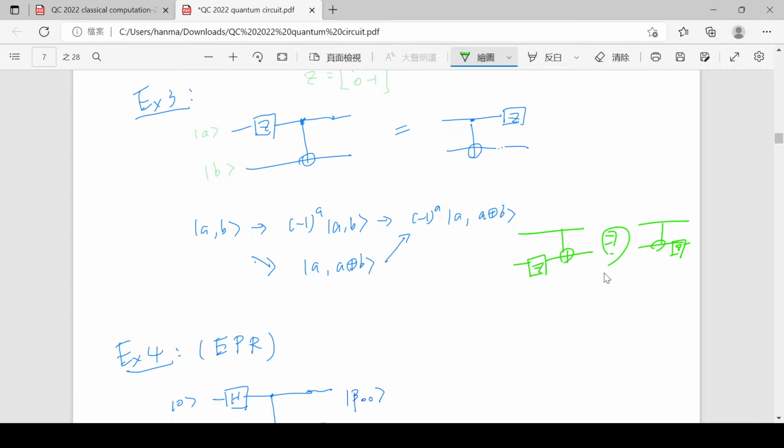Let's have a vote to keep people awake. How many people think they are equal? And how many people think they are not equal? Raise your hand.